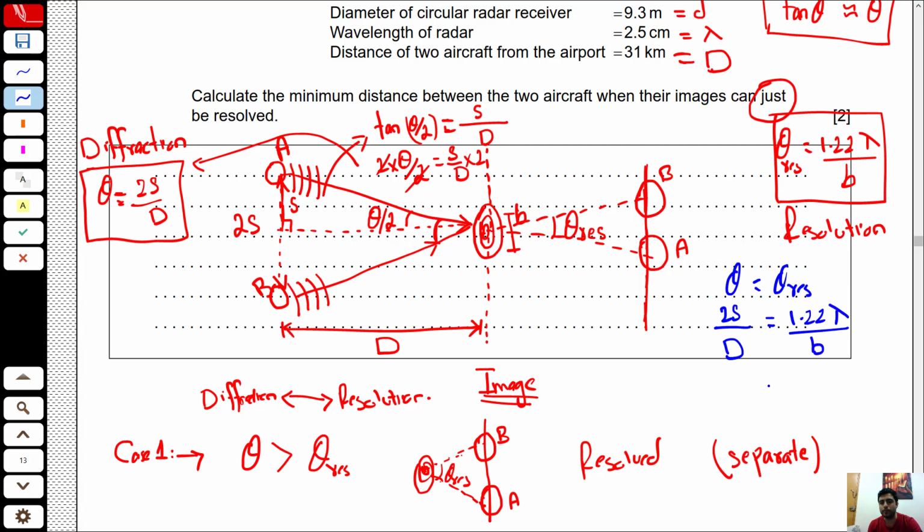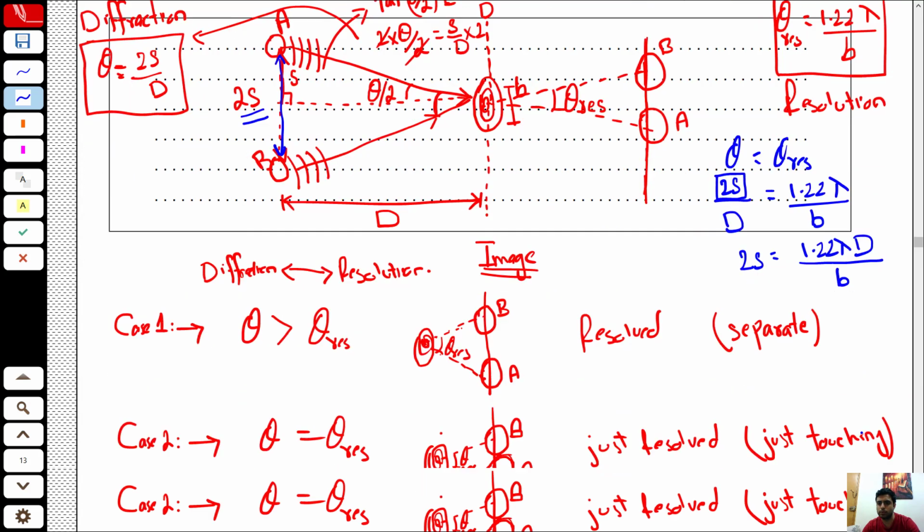Okay, what do we need to find? We need to calculate the minimum distance between the two aircraft, which is actually 2s, right? So we have to make 2s the subject, which equals 1.22 lambda capital D, this capital D can go up there, divided by b. Alright, now let's plug in all the numbers.